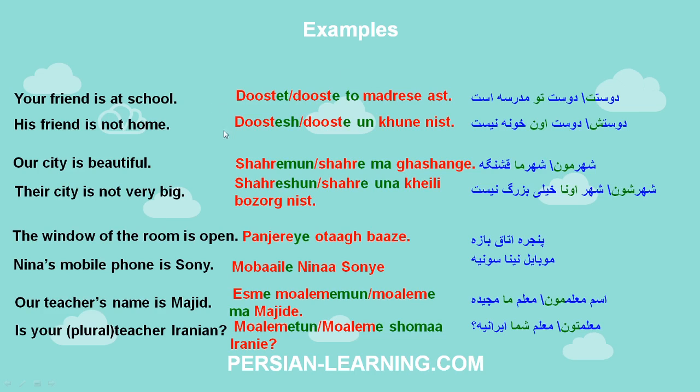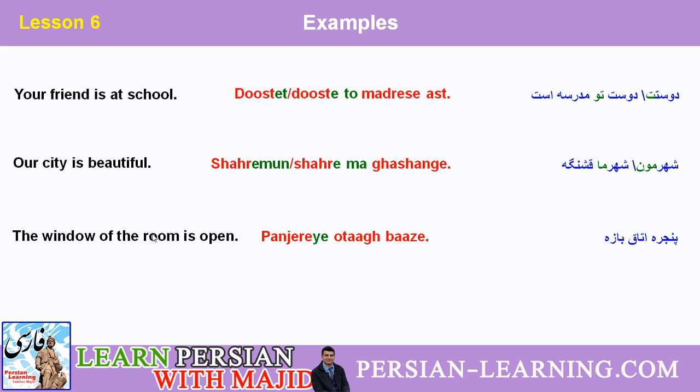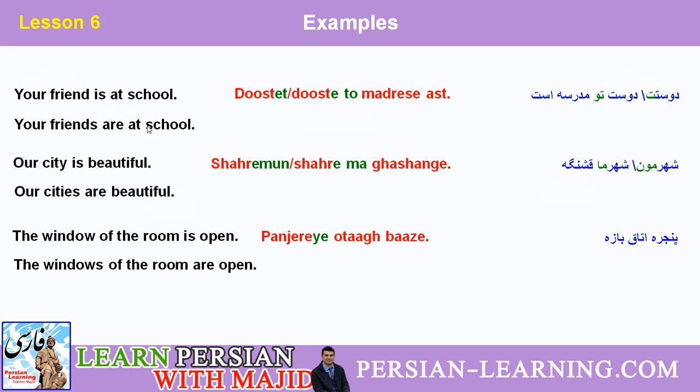We also had these examples in our last lesson, lesson 5. So let's take 3 sentences from here and make them plurals. As you can see, your friend is at school. We make it plural like your friends are at school. Then friend is dost. Here we have friends, make it dosta. Then we have your friends, so it's dostat. Or the second option, دوستای تو. دوستای تو مدرسه اند. Of course, the verb must be also in plural.